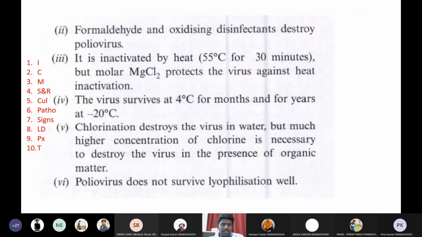Okay, we have given a few more examples here. Formaldehyde and oxidizing agents can destroy poliovirus. So formaldehyde, Indrajit, your answer is here. You can use formaldehyde and oxidizing disinfectants to destroy virus. But to my knowledge, we cannot apply formaldehyde on living tissues. Formaldehyde is a highly irritating agent. I think we cannot safely apply these on living tissues, Indrajit. I'm not sure whether there are safe sterilizing agents or not.